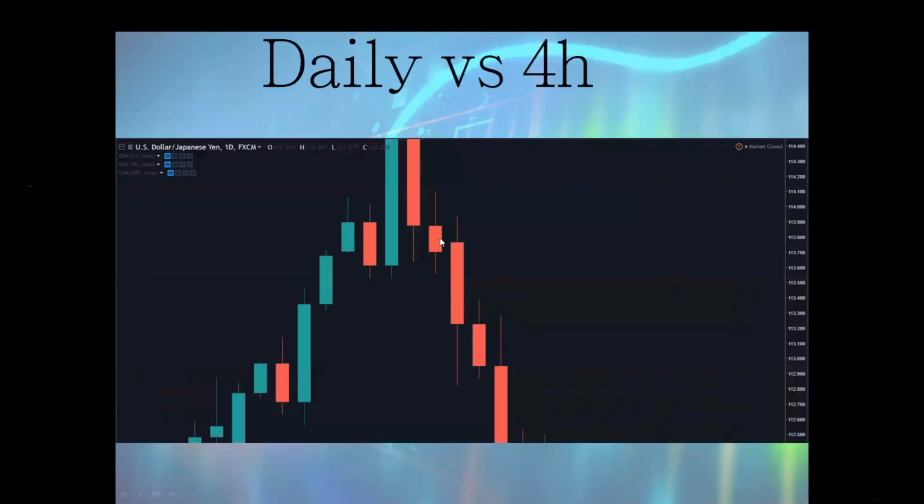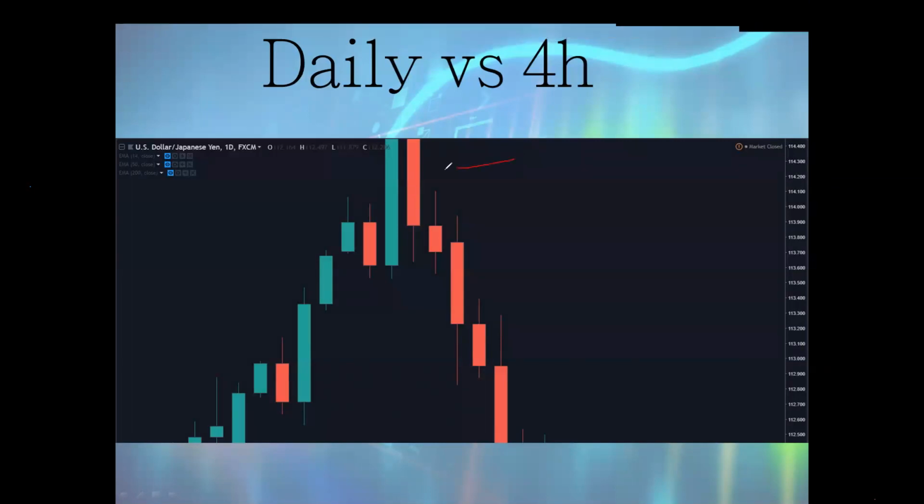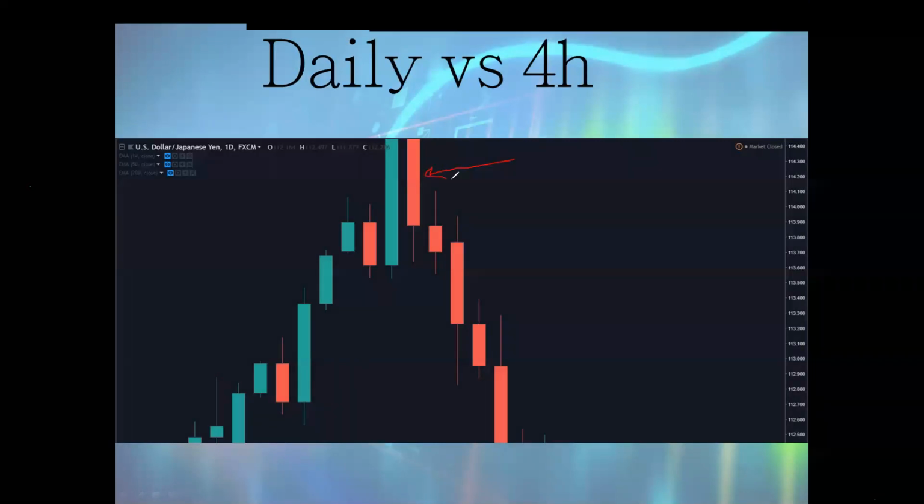Okay, so this is the daily chart, right? We see these candles here. This was a bearish candle. The next one was also bearish. The one after this broke out, right? So this would be your breakout candle, the one that broke out.